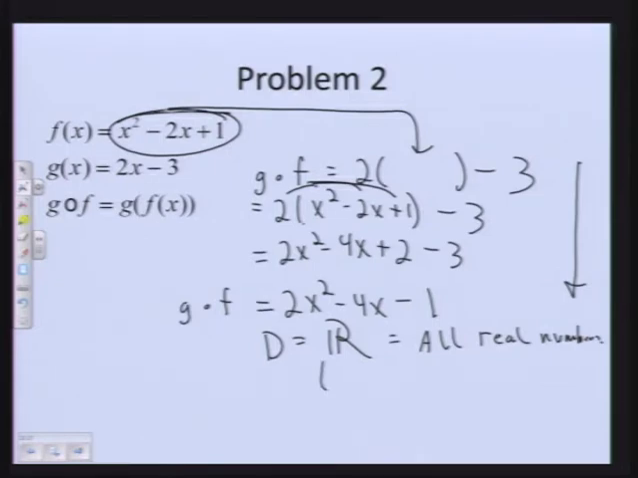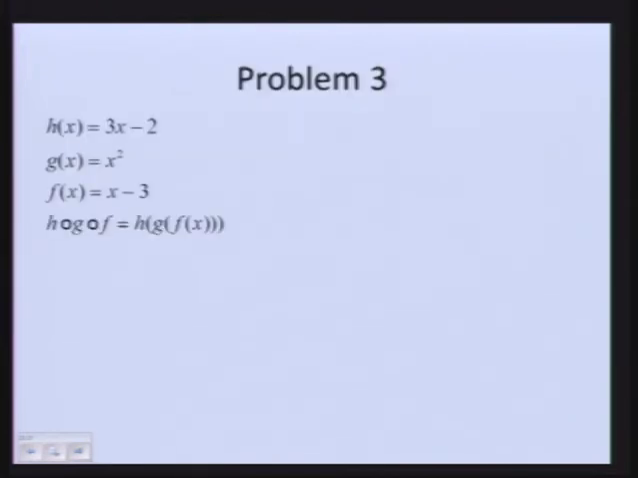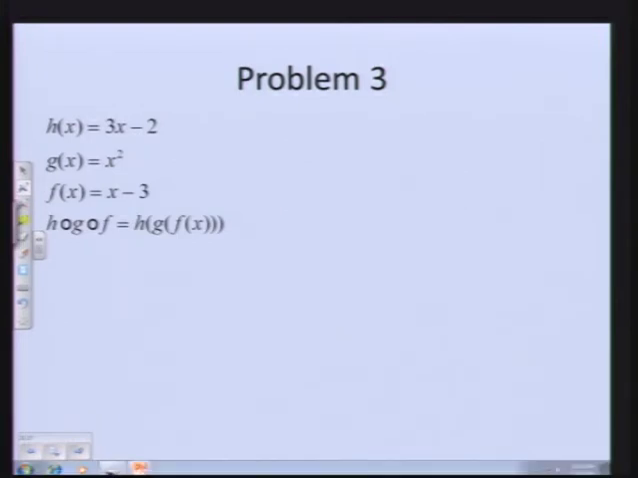Now, you could also, if you wrote this in interval notation, write this as negative infinity, positive infinity. Now, that is the composite of 2 functions. Now, suppose we have 3 functions. So we have h circle g circle f.